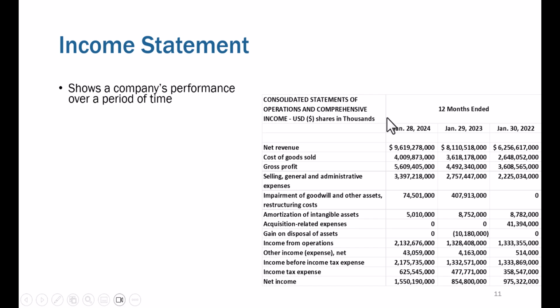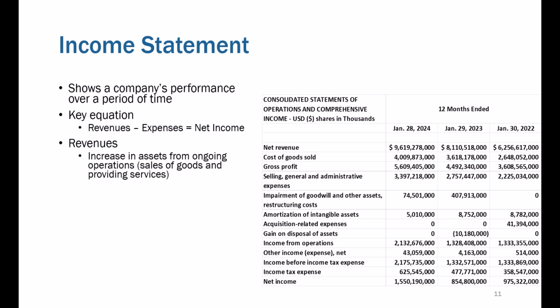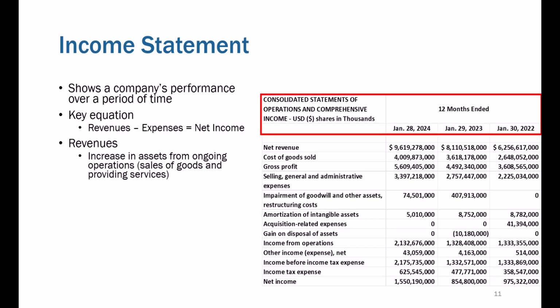If we're looking down, and we'll highlight that in a sec, it's going to show a company's performance over a period of time. Revenues minus expenses equals net income. So revenues, we think about those as increases in assets from ongoing operations. Basically a company is selling goods, providing services in exchange for most commonly cash or the promise that it's going to be cash at some point in time.